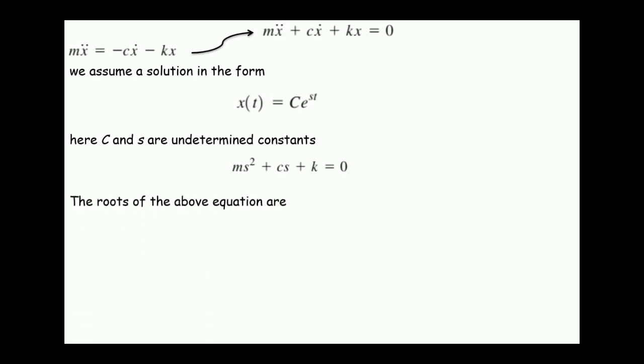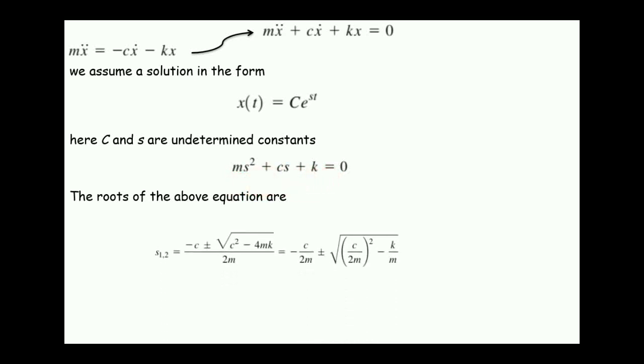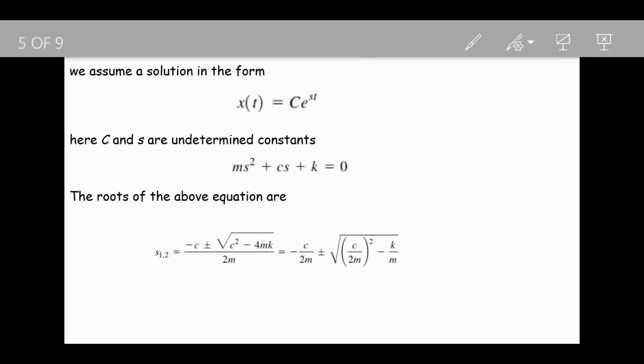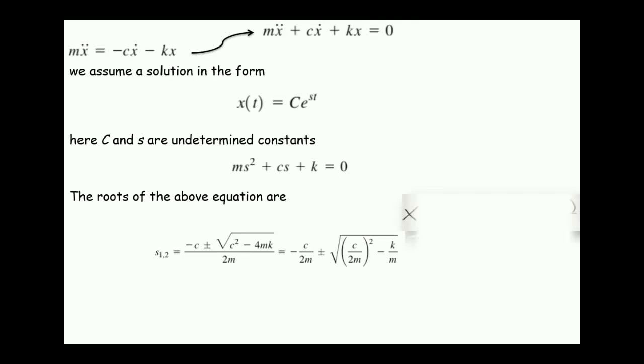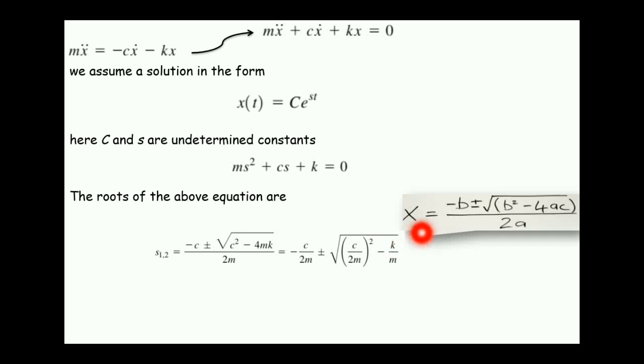Now the root of the above equation, this is the particular quadratic equation. So the equation will obviously have two roots, s1 and s2, which are s1,2 equal to minus c plus or minus under root c squared minus 4mk upon 2m.